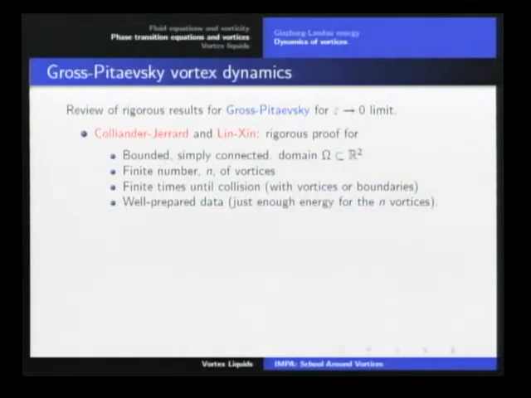Okay, so let me just review again. There are rigorous results by Colliander-Jerrard and Lin and Shatah for bounded, simply connected domains, for a finite number of vortices, and finite times until collisions, and for well-prepared data, meaning that this only works if you have just the right amount of data, not too much excess energy. Otherwise, the technology breaks down, and this was also discussed by Fabrice. Once you have too much energy in these methods, we don't understand what happens. You could have waves that come in and jiggle the vortices and do things that we don't really understand.